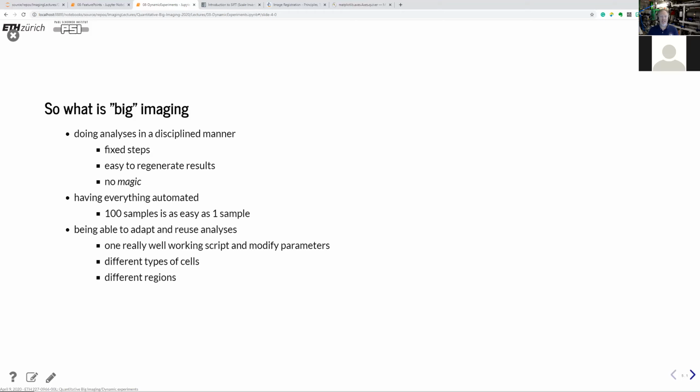So what we need is a bunch of well-working scripts and an easy way to modify the parameters. So that could be that you want to work on different types of cells and you have to be able to modify a little bit, or maybe work on different regions, maybe adaptive regions. So the script is actually taking care of finding which regions you should look at. So there are a lot of things that you need to put into thought when you plan the analysis.